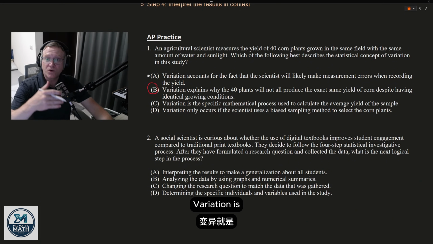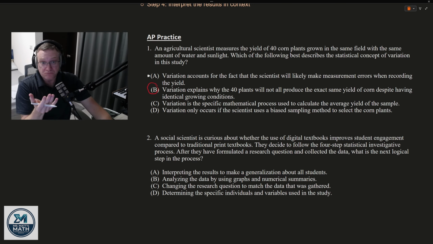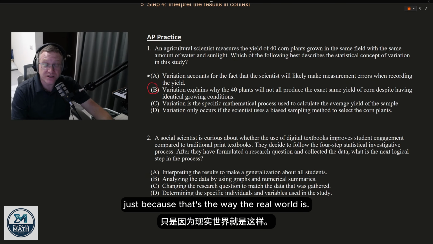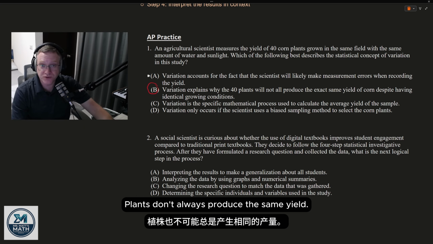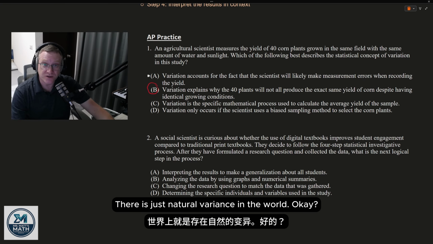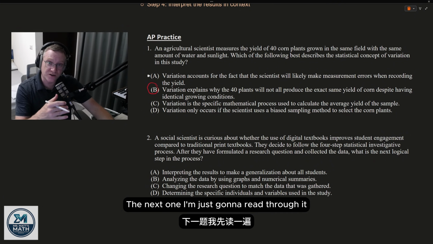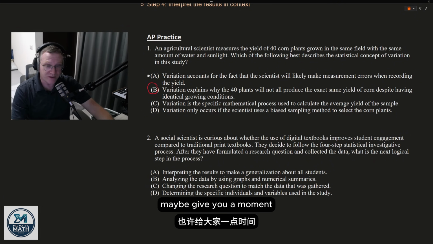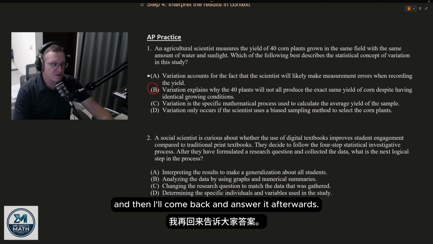Variation is when we have just natural differences in data, just because that's the way the real world is. People aren't all the same height. Plants don't always produce the same yield. There's just natural variance in the world. So that's a description of variance. The next one, I'm just going to read through it, maybe give you a moment to see if you can identify the answer, and then I'll come back and answer it afterwards.